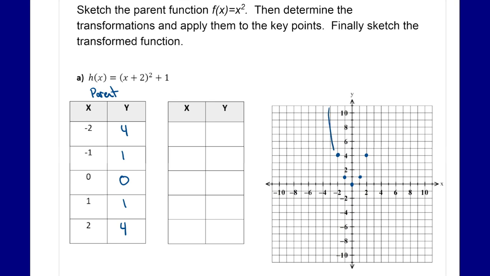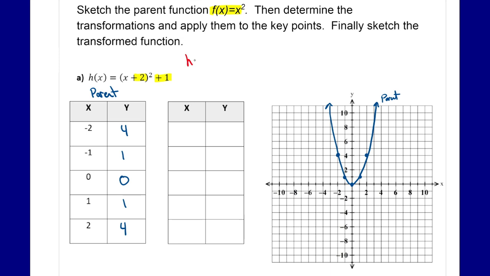And now I have my transformed, or my parent function. So this is the parent function. For the transformed function, we have to think about what transformations we're going to be applying. In other words, what are the a, h, and k values that have been added to this transformed function. The only two values that I see that are different from the parent function are a +2 inside the bracket and a +1.